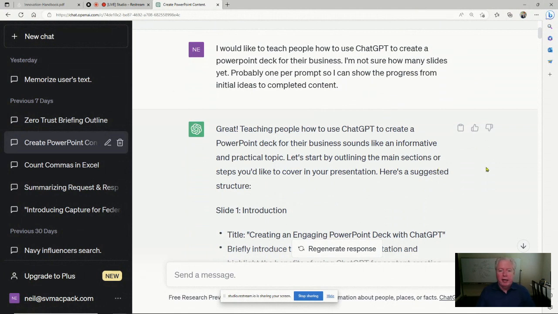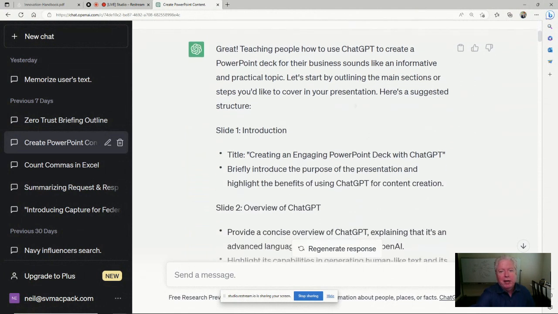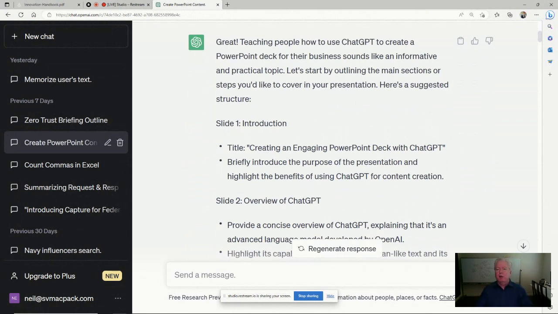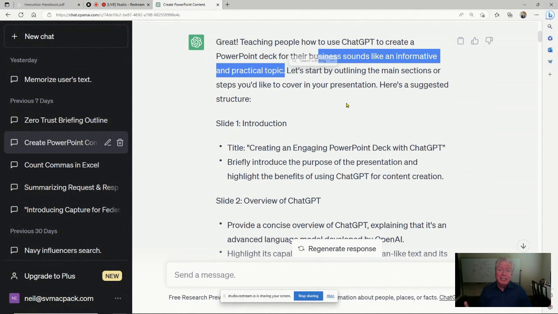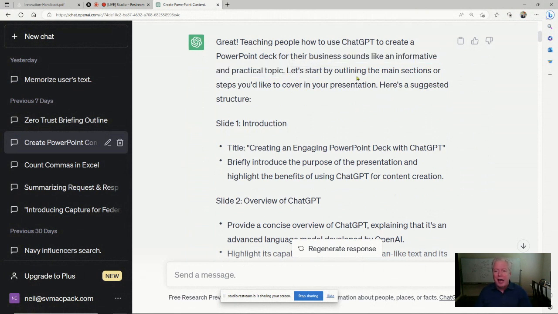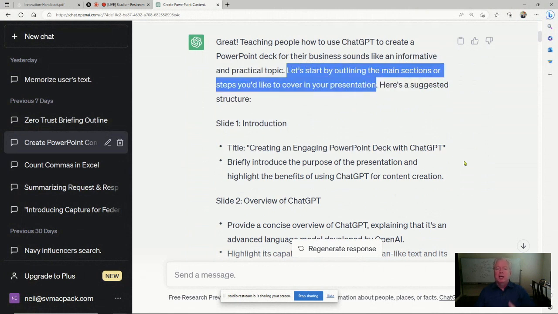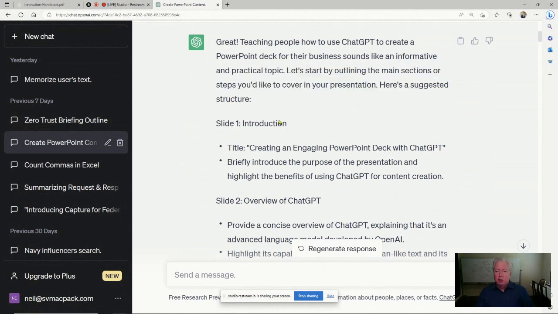And so he or she, whatever AI is today, came back and said, great. Sounds like an informative and practical topic. First thing ChatGPT did was give me a reassuring tap on the back saying, good topic, Neil, let's work on it. And so first we're going to start off by outlining the main sections and steps you would cover in your presentation. So here's the suggested structure.